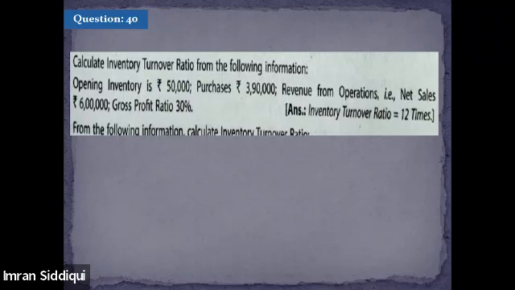Okay, so gross profit is given as 30%, and if nothing is given in the question, then you can simply presume that it is 30% of the net sales. It is an easy question. I don't think you will be having any problem.